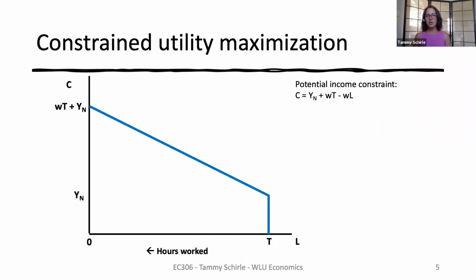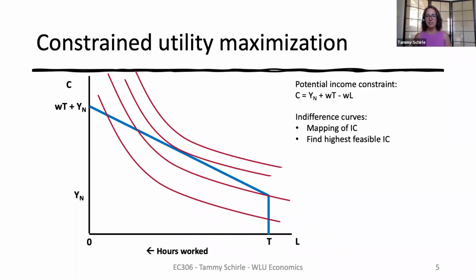So we start here with leisure on our horizontal axis, consumption on the vertical axis, and our potential income constraint in blue. I've written it here in terms of C and L so that it is more obviously the equation of a line with the intercept at the full income level and a slope equal to the wage rate. Now, bring in a mapping of indifference curves, and we want to look for a point that is feasible, but on the highest indifference curve possible. That's going to represent maximizing utility.